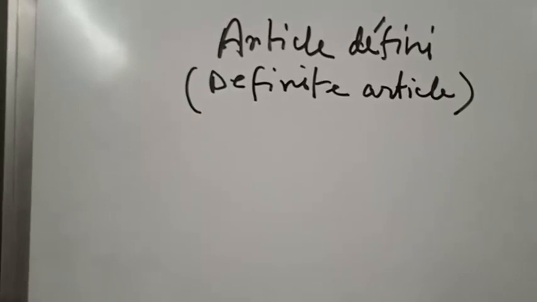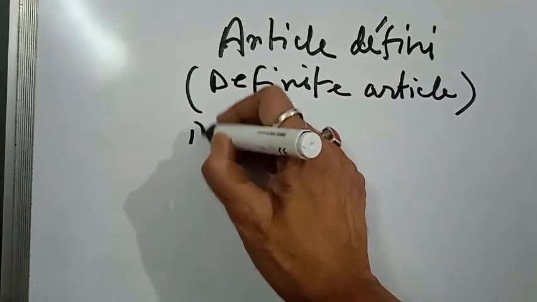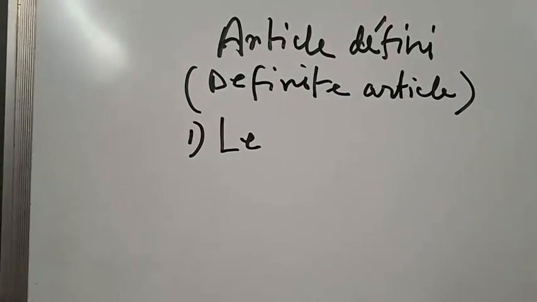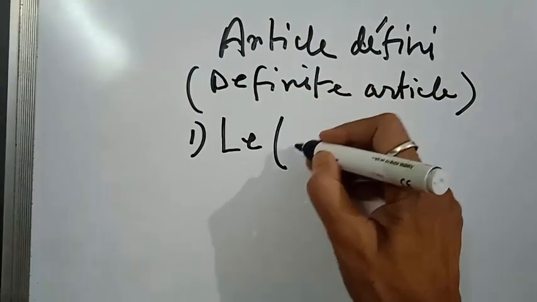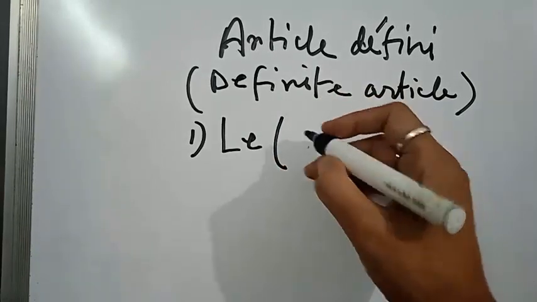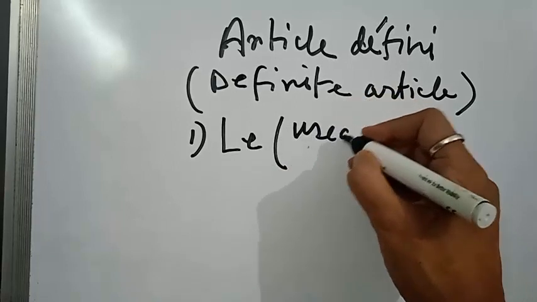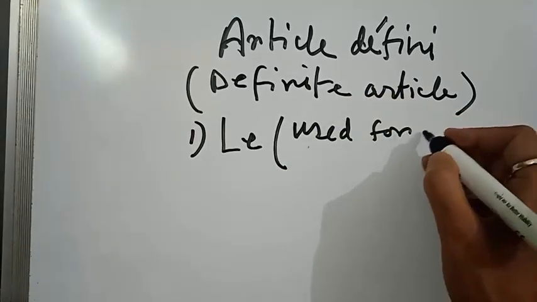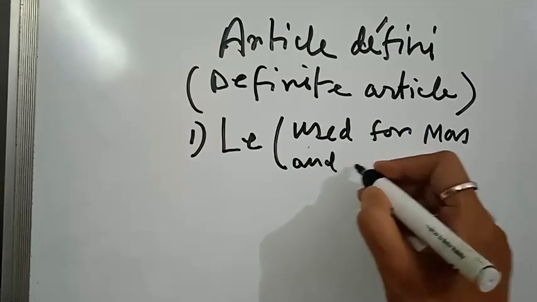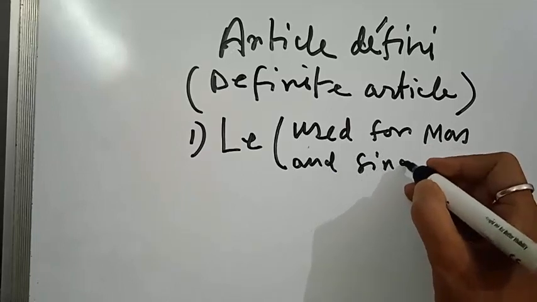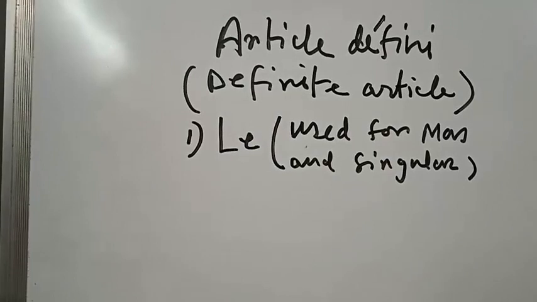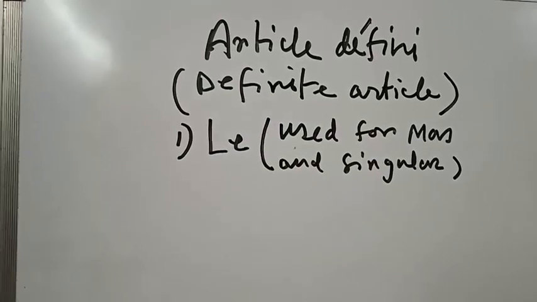Listen to me carefully. The first definite article, number one, is le. L, E. How is it used? Le is used for masculine and singular items.